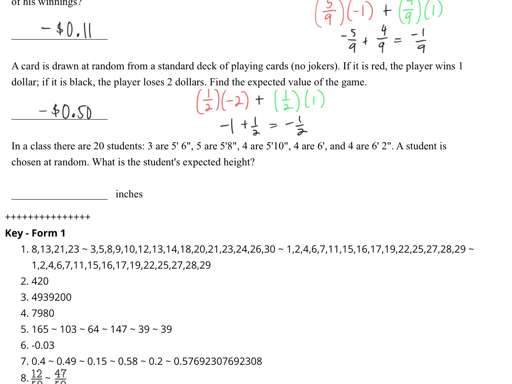In a class, there are 20 students. 3 are 5'6", 5 are 5'8", 4 are 5'10", 4 are 6 foot, and 4 are 6'2". A student is chosen at random. What is the student's expected height?